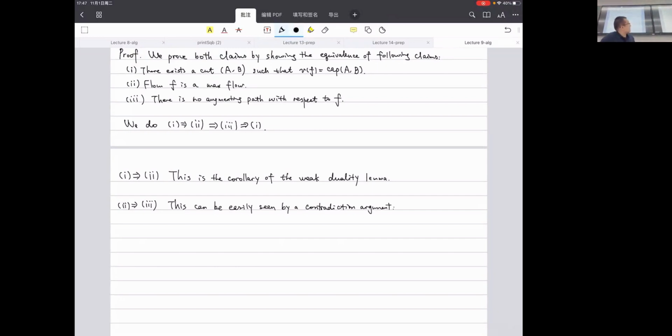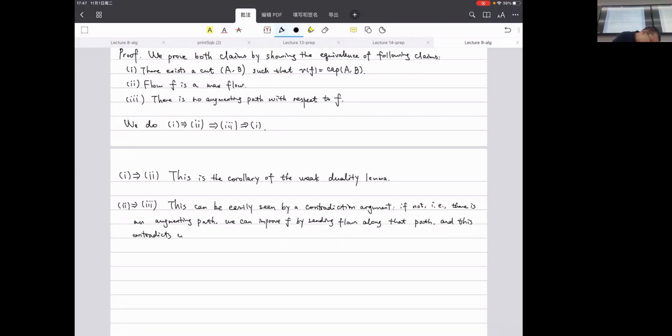So assume that 2 does not imply 3 here. Assume that F is a max flow, but there is an augmenting path here. So if not, and there is an augmenting path, we can improve F by extending flow along that path, and this contradicts F being a max flow.